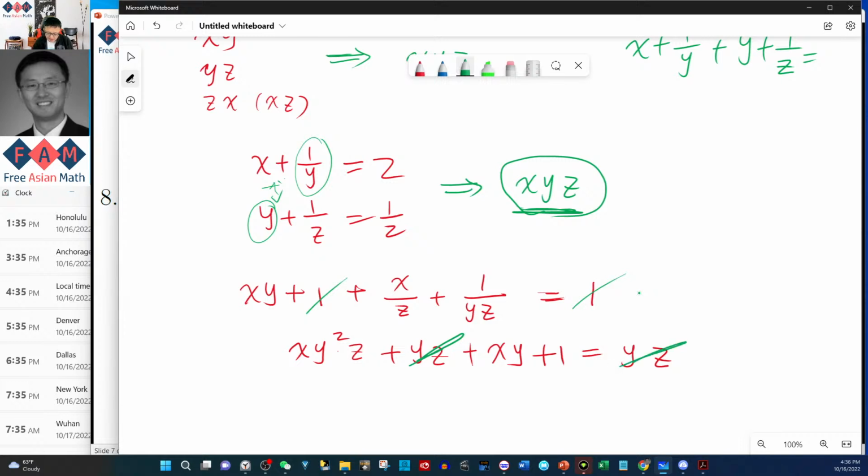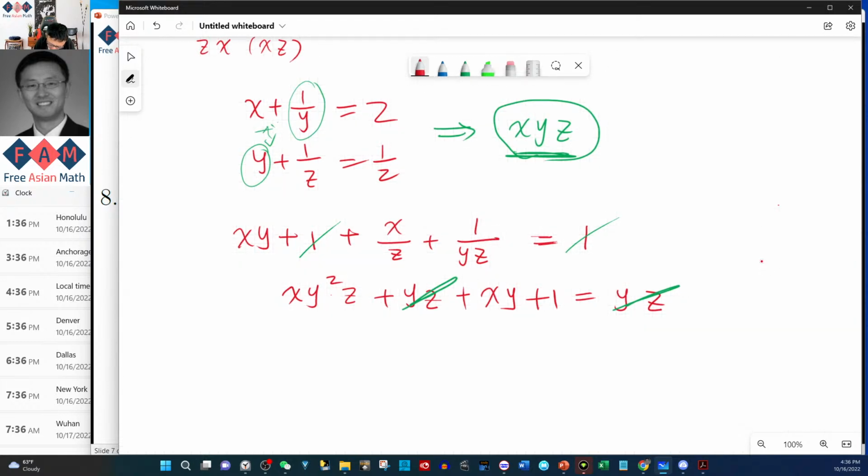So this is a new equation. The equation is obtained by essentially multiplying both sides together. So this is xy squared z plus xy plus 1 equals 0. What is this? If you think about it, you will not be surprised that this is actually quite close to what we want to do. Again, why is that? Because now this time you get something like this.